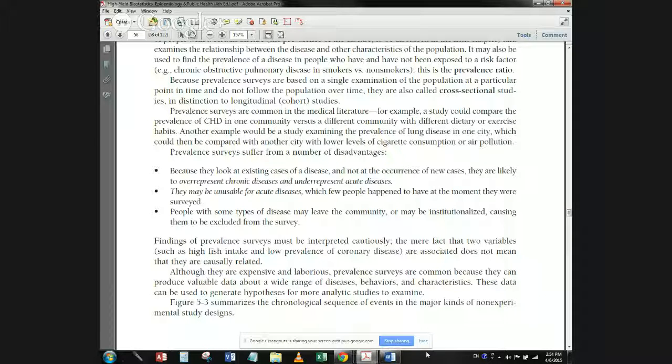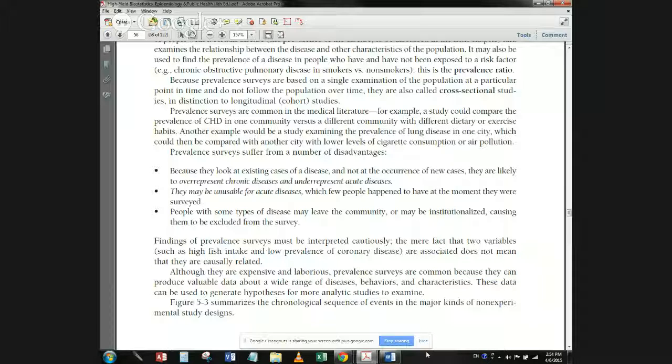Prevalence surveys suffer from a number of disadvantages. Because these surveys look at existing cases of a disease and not at the occurrence of new cases, they are likely to overrepresent chronic diseases and underrepresent acute diseases. Prevalence surveys may be unusable for acute diseases, which few people happen to have at the moment they are surveyed. Also, people with some types of disease may leave the community or may be institutionalized, causing them to be excluded from the survey.